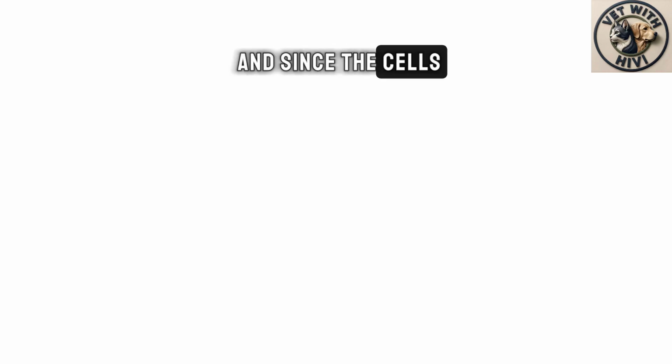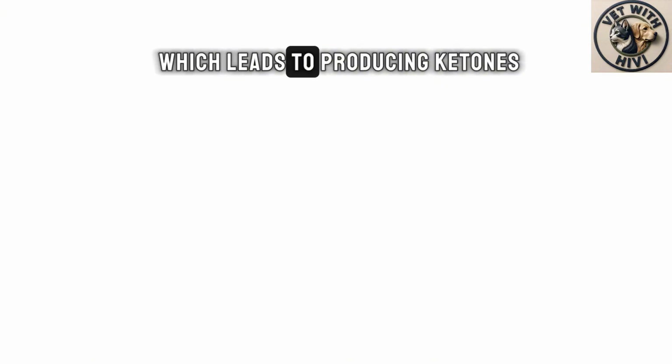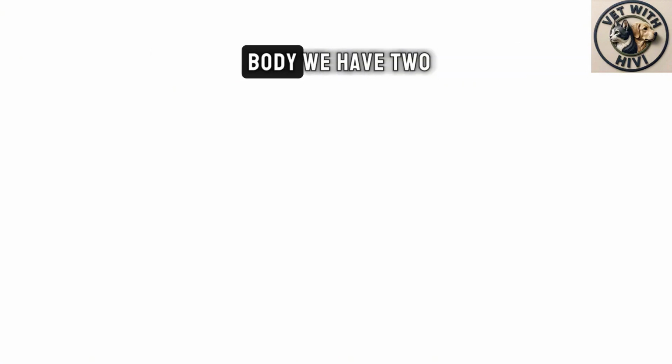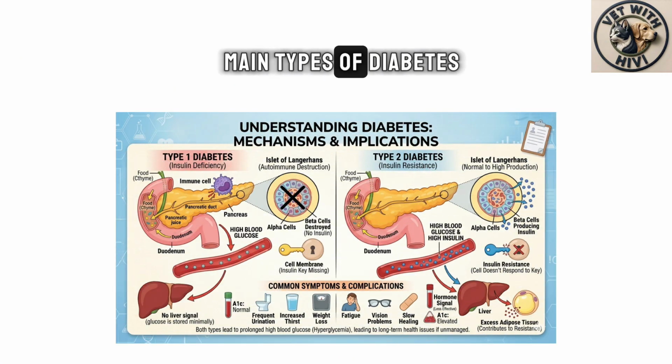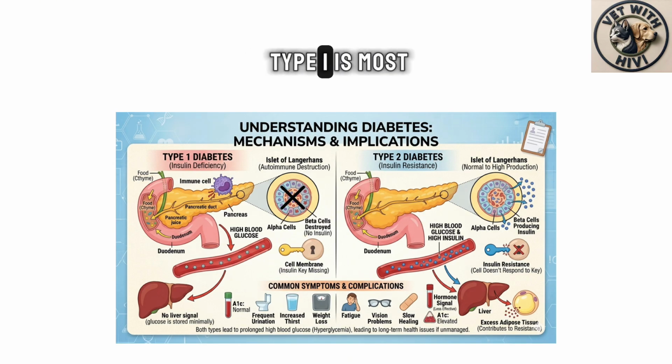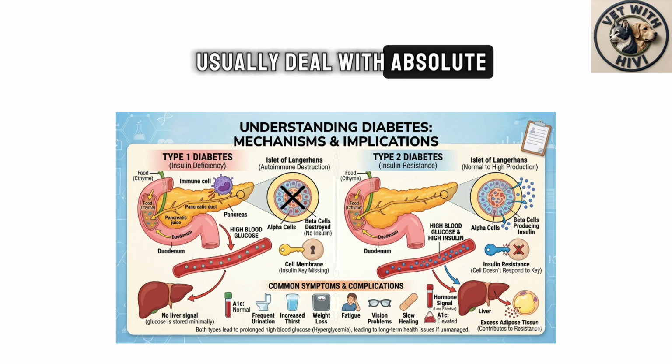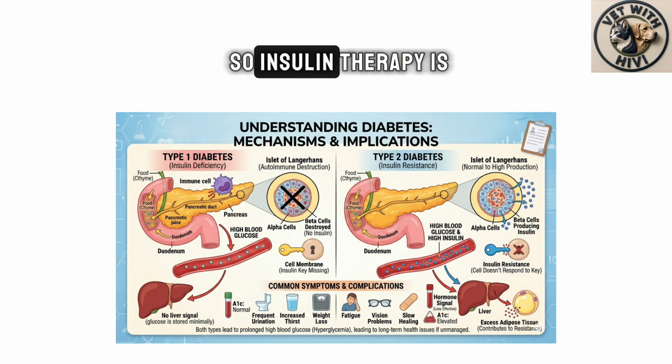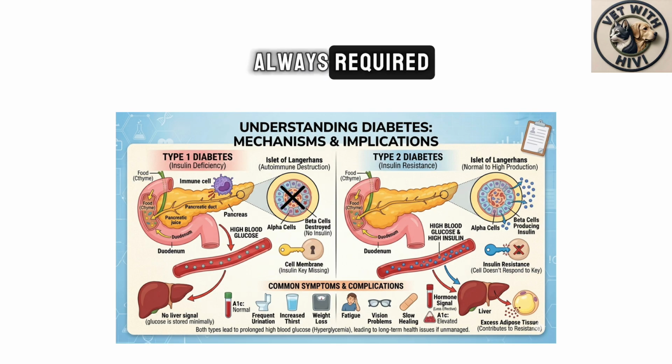And since the cells are starving now, the body starts breaking down fat, which leads to producing ketone bodies. We have two main types of diabetes, type 1 and type 2. Type 1 is most common in dogs and type 2 is more common in cats. In dogs, we usually deal with absolute insulin deficiency, so insulin therapy is always required.